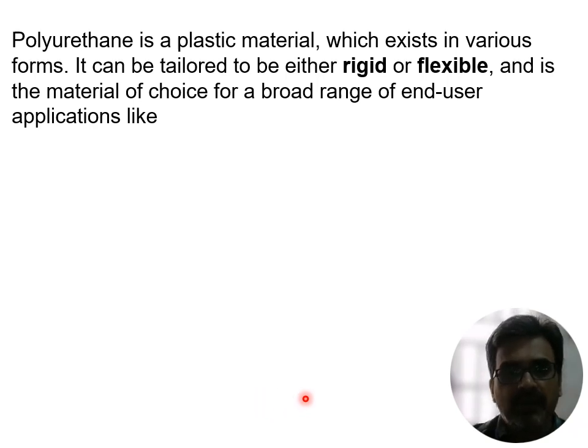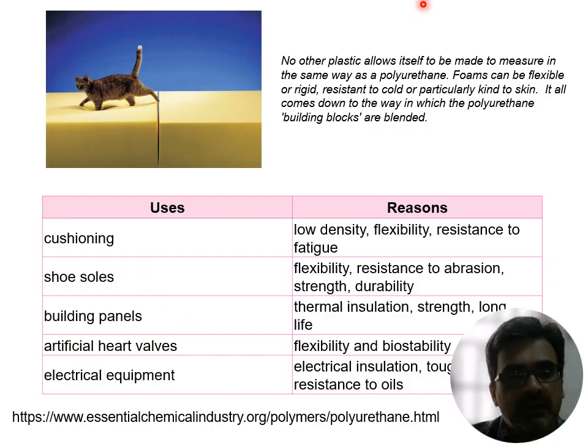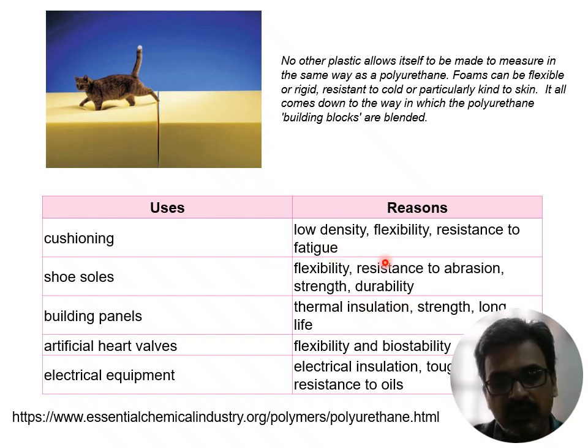Polyurethane is one such material that exists in various forms like foams, rigid, flexible, and so on. Depending on the end-user application, it can be used for insulation or cushioning, car spare parts, adhesives, rollers, tires, or any sports-related things. This is one such material that no other plastic can replace the way polyurethane is made, depending on applications like cushioning, shoe soles, panels, or artificial hard walls. These are the reasons it is so widely used.